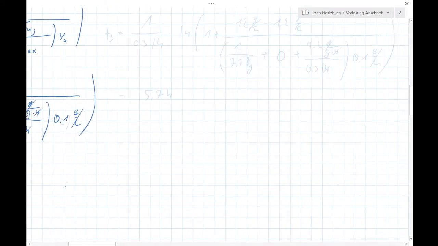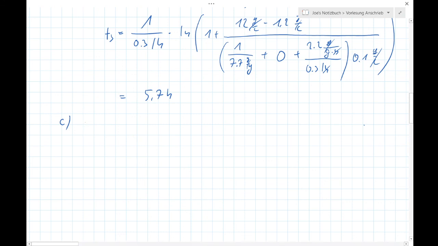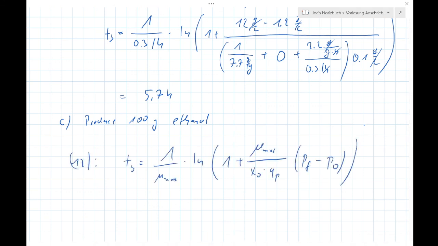Now let's come to C. We want to produce 100 grams of ethanol. So in this case, we simply take our equation number 12, and this equation is irrespective of the way of formation. So it means that it doesn't matter whether it's energy related or not. So let's just put equation 12. And of course, we have our final concentration. We have 100 grams ethanol. So in other words, our P final is 100 grams divided by our volume, which is 50 liters. So we end up with 2 grams per liter as a final concentration.